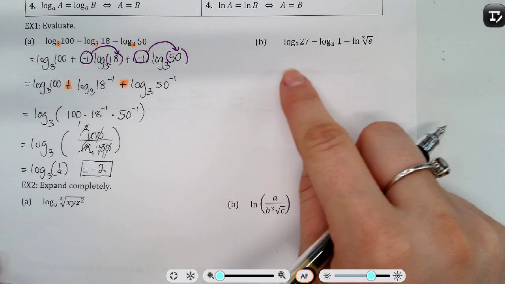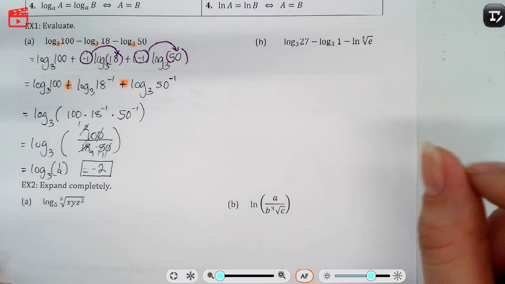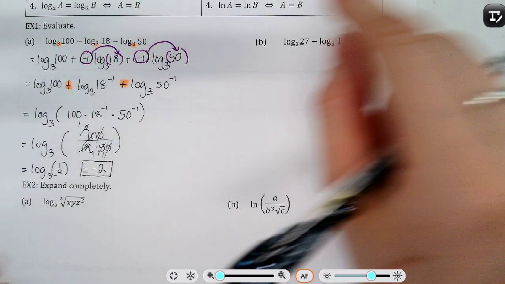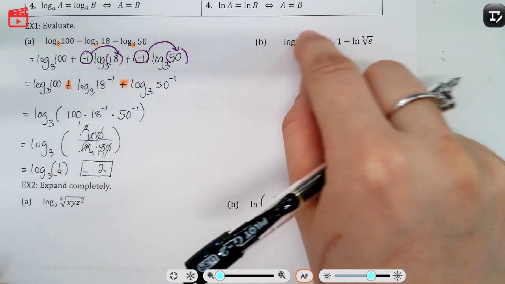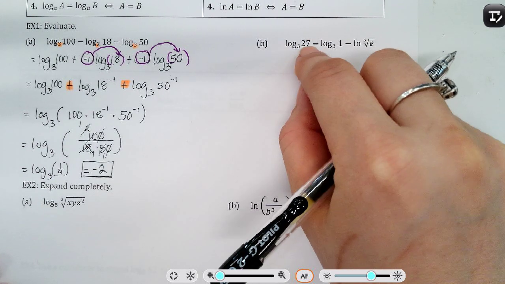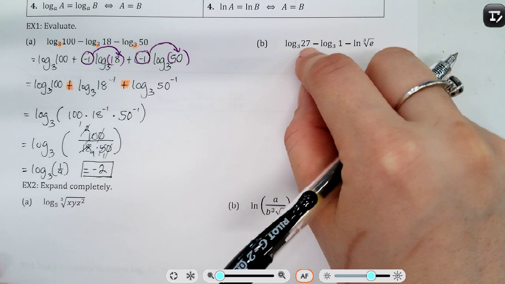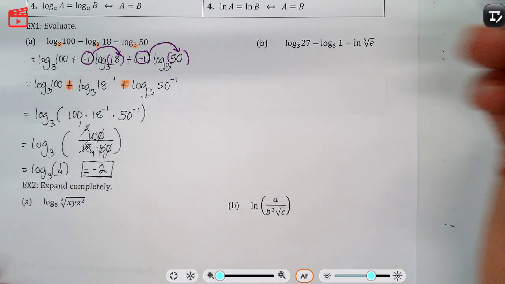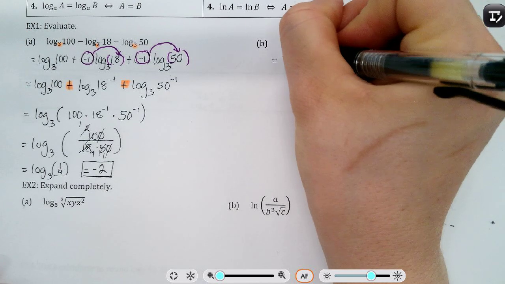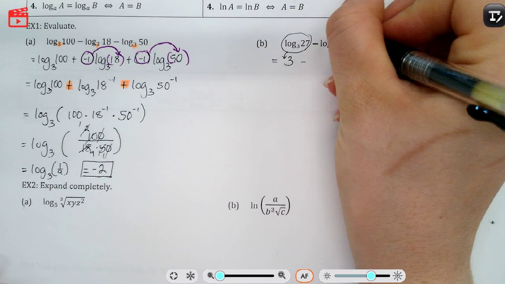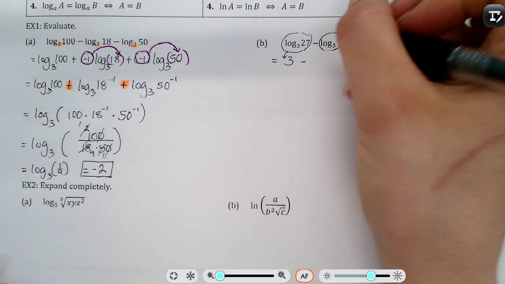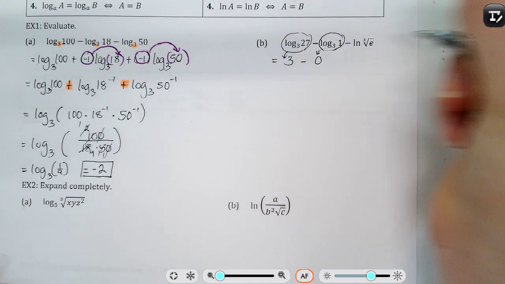However, when I look at B, notice my bases are not all the same. So I'm not going to use the method I used here. Instead, I'm going to see, can I simplify each logarithm individually? This is saying 3 raised to what power gives me 27. Do I know that? Yeah, 3 to the 3rd power. So this is going to be 3. I simplified this one into 3. Minus, let's see, 3 raised to what power gives me 1? 0. So that turns into 0.